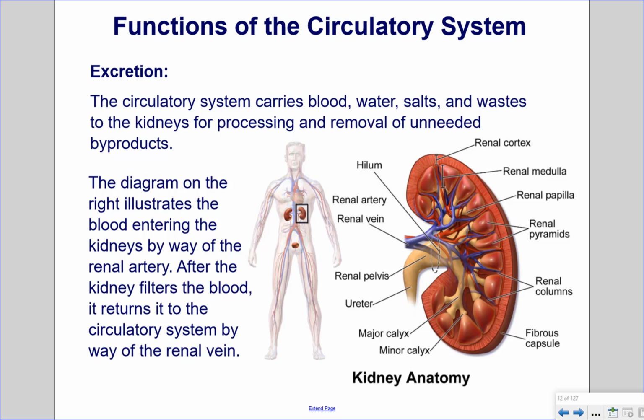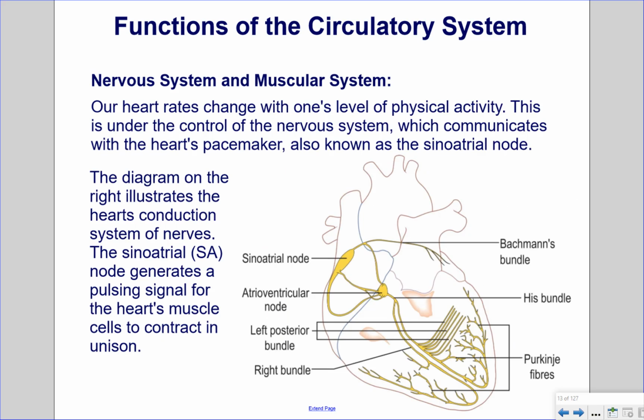So the blood comes in here through the renal artery, and then the kidney filters it, and then returns the clean blood back by way of the renal vein. Functions of the circulatory system. Nervous system and muscular system. Our heart rates change with one's level of physical activity. This is under control of the nervous system, which communicates with the heart's pacemaker, also known as the sinoatrial node.